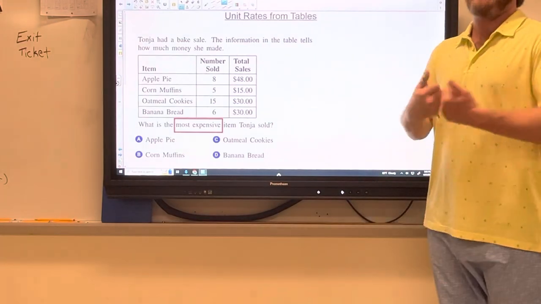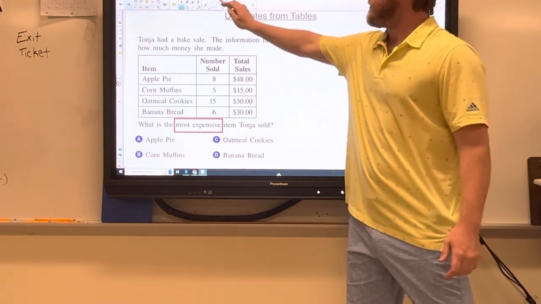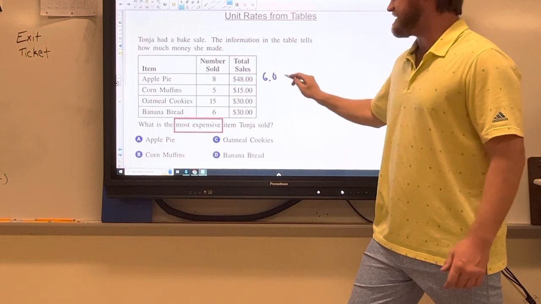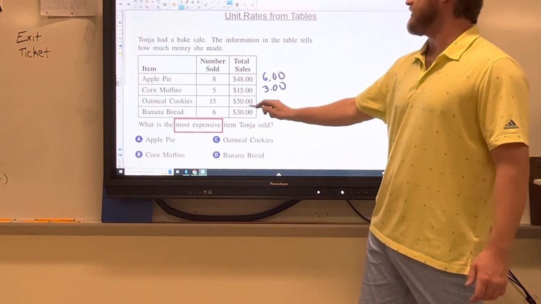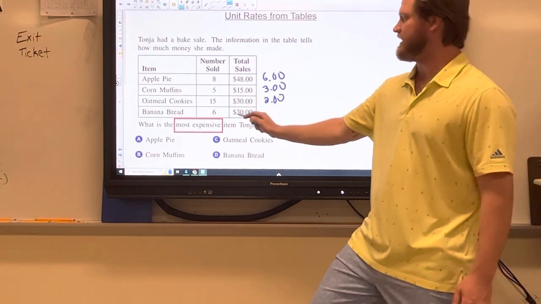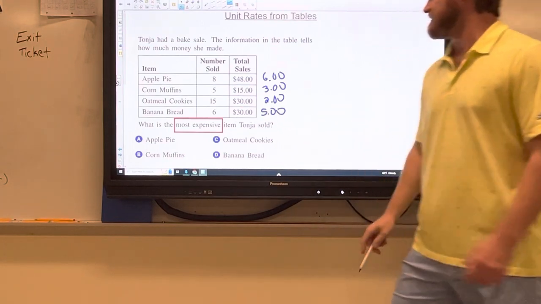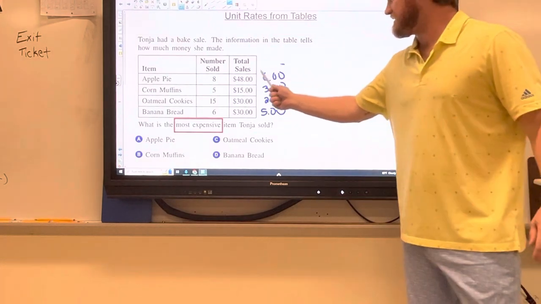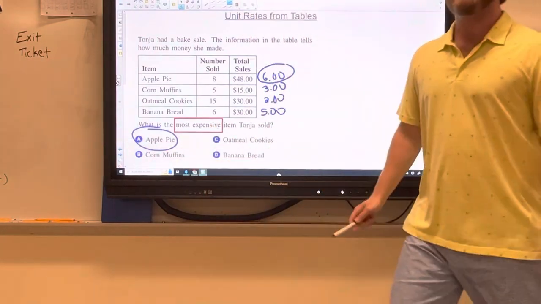But like I said, once you get in the habit of it, we just know it's the dollar amount divided by the number sold. If I'm doing quick math here, $48 divided by 8 is $6. $15 divided by 5 is $3. $30 divided by 15 is $2. Last but not least, $30 divided by 6 gives me $5. So it's asking for the most expensive item, which would be our $6 each. Our apple pie would be the most expensive.